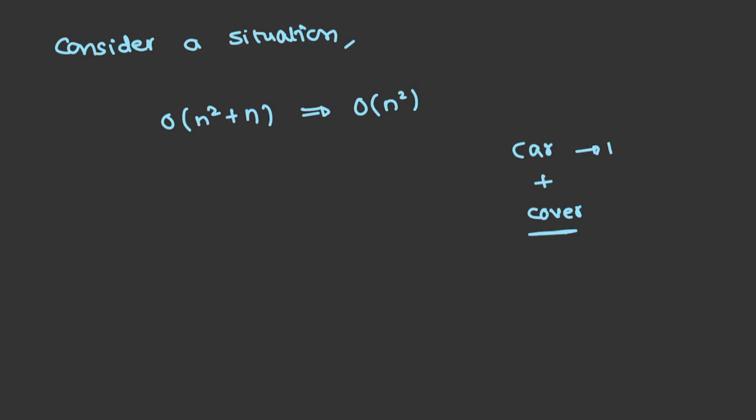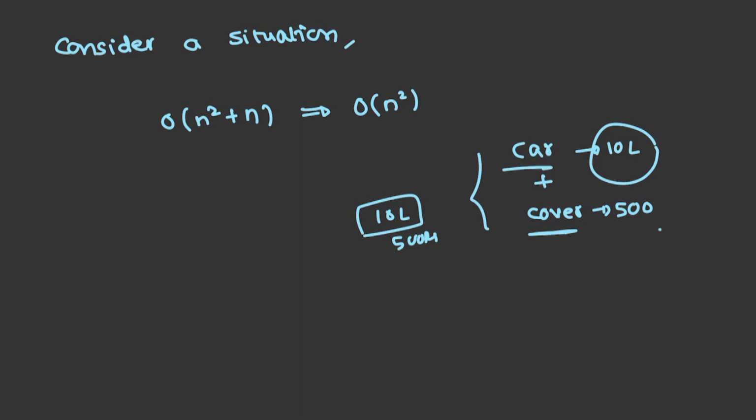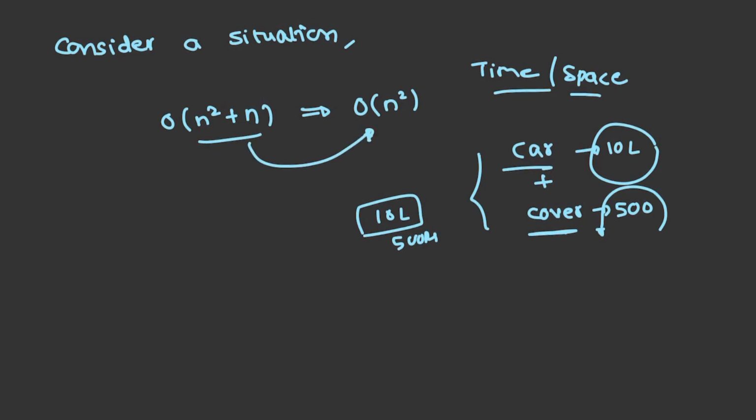Let's say you have bought a car for 10 lakhs and you have bought a cover for 500 rupees. If someone asks you the cost of the car, you will not tell him 10 lakh 500 rupees, right? You will just tell him 10 lakhs. So, when you are trying to specify a larger value, you tend to leave the value at the lower bound. Similarly, when we are estimating time and space, we tend to ignore the lower bound. If you have order of n square plus n, it can be written as order of n square. If you have order of n cube plus n square, it can be written as order of n cube, and so on.